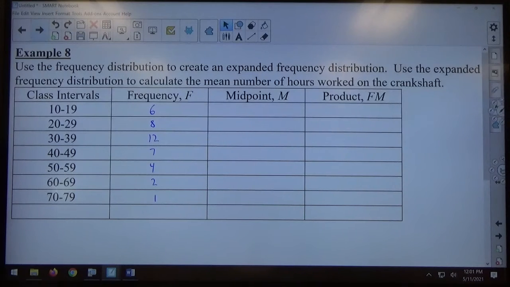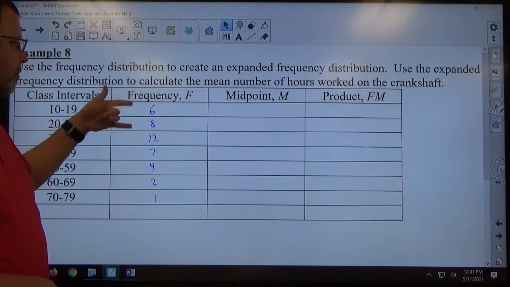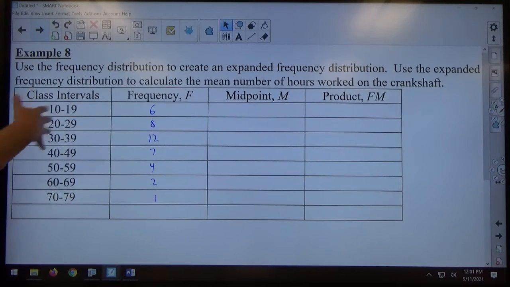Okay, for example 8, they're asking us to use the frequency distribution table we just created to create an expanded frequency distribution table. Notice we have the frequency F. These are just the numbers I just got a moment ago. I've thrown out the tally mark column just to save some space. If the tally mark column's there, it's no harm. It just takes up space on your paper.